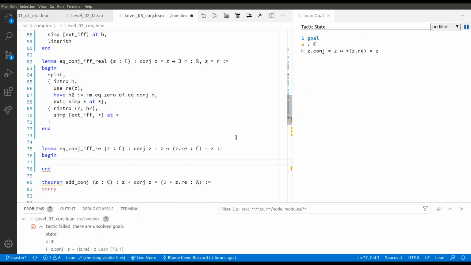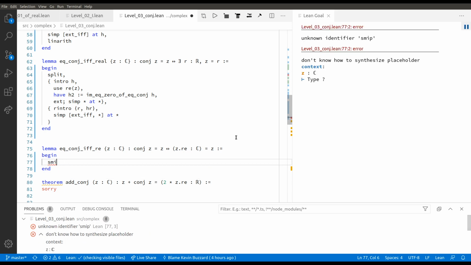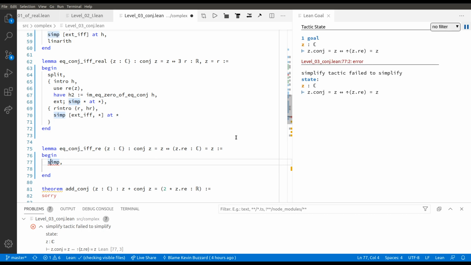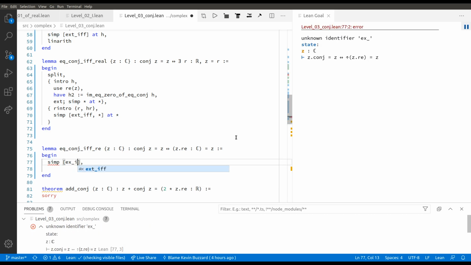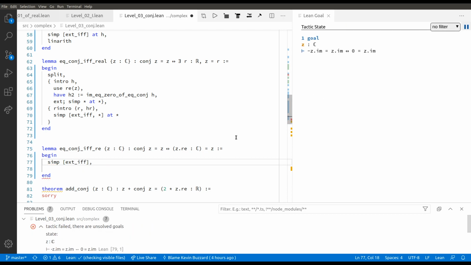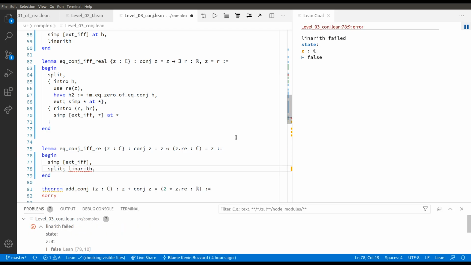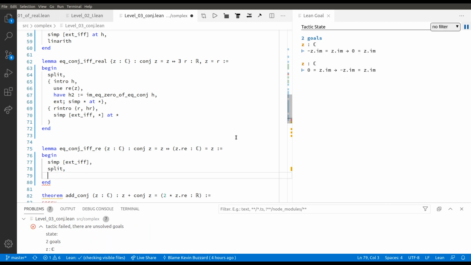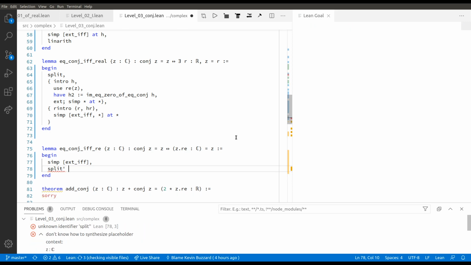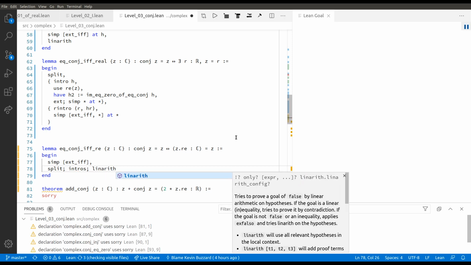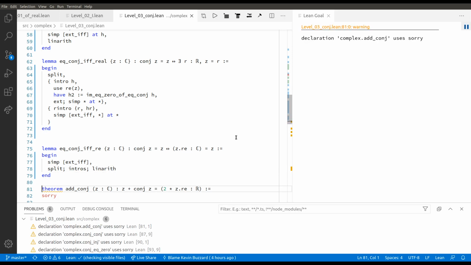What's going on here? So why don't we do simp first? What's actually happening? Can't simplify, okay. Let's try this. Let's use extensionality. And now let's do split, and now linarith on this. Okay, let's do split. I see, split, intros, linarith. Right, that's done. So there we go.